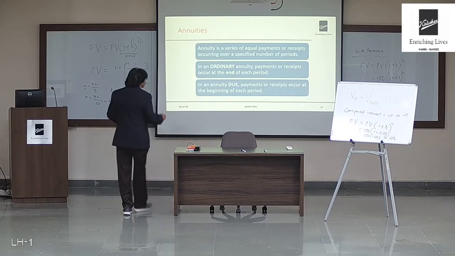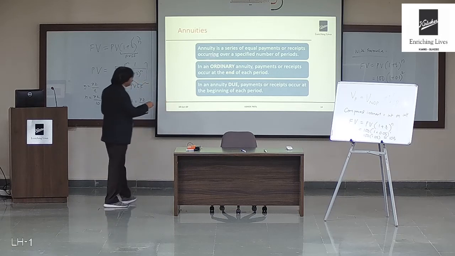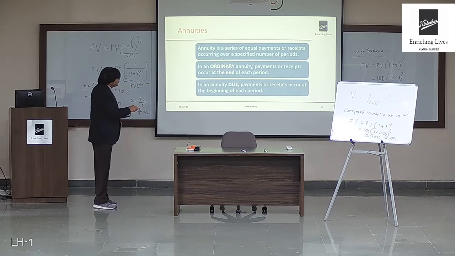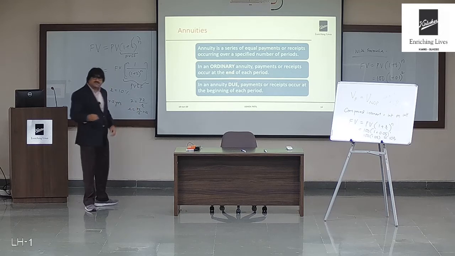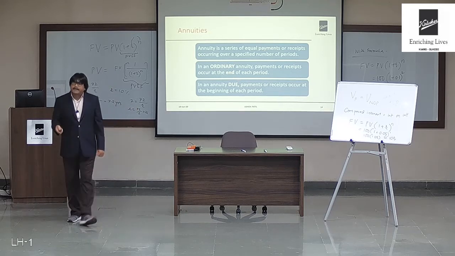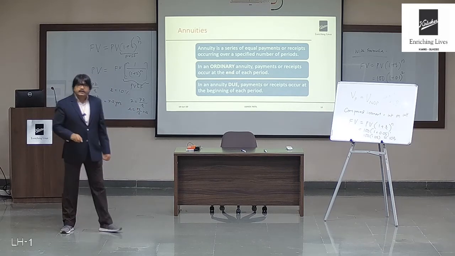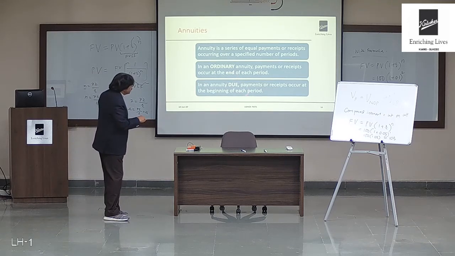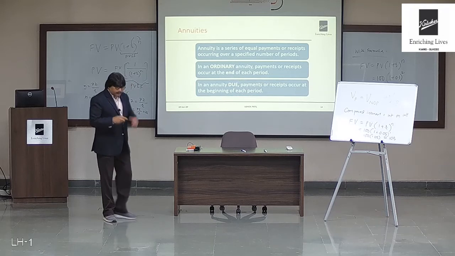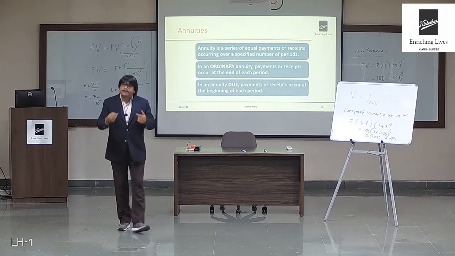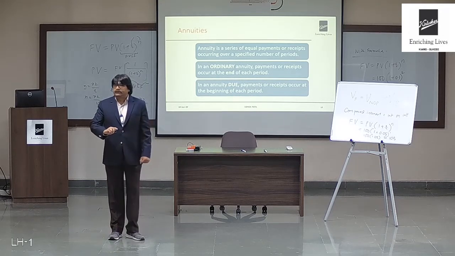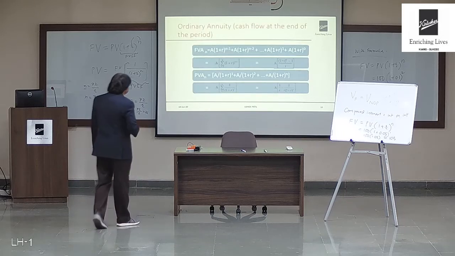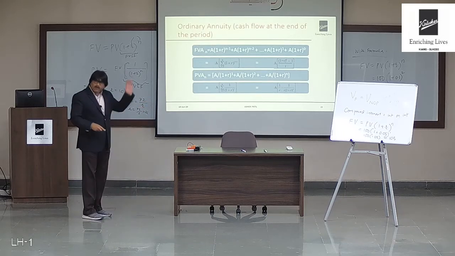There are two types of annuities. One is ordinary annuity, which happens at the end of each period. So the cash flows generated by the firm are happening at the end of the period. And annuity due is when the cash flows are generated at the beginning of each period.